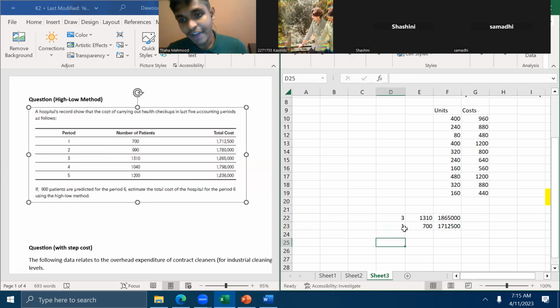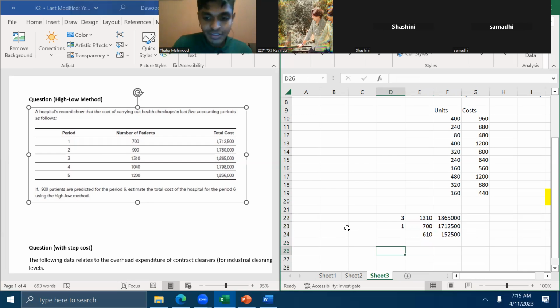All right, then we have to find the variable cost per unit. You know that when the number of patients is changing from 700 to 1310, this cost is changing, and the reason for that change is the variable cost. Fixed cost would always remain constant. Therefore, the change for 610 patients is because of variable costs.